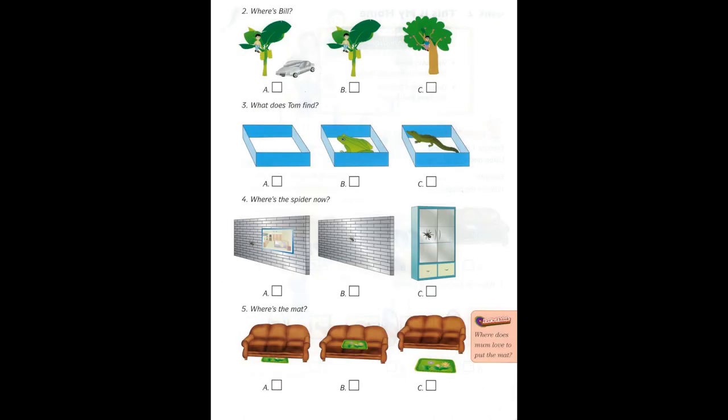Question 2. Where's Bill? Where's Bill? He's on that tree. Which tree? The banana tree next to the car.